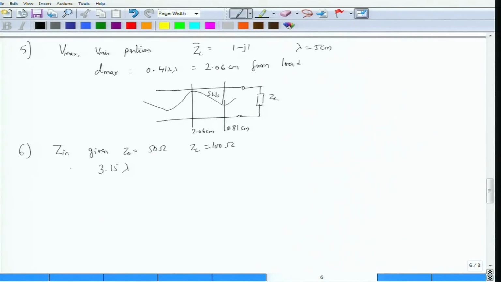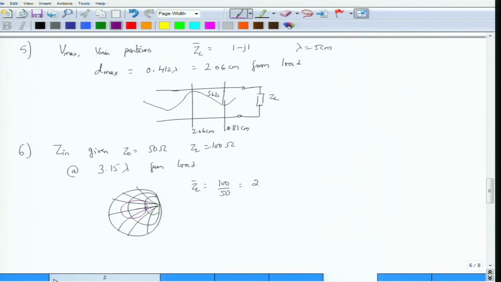So if you say at 3.15 lambda from the load, find out what is Z in, you would start with the Smith chart. So enter the chart with the value of normalized load impedance. What is the normalized load impedance? 100 by 50, which would essentially be 2. So let us say this is on the axis at 2, then you draw with this as the radius a circle, which is your constant gamma circle. So on this constant gamma circle, you now have to move. What is the distance you have to move? 3.15 lambda. If you take this point and extend it on the WTG scale, what would be the value that you would read?